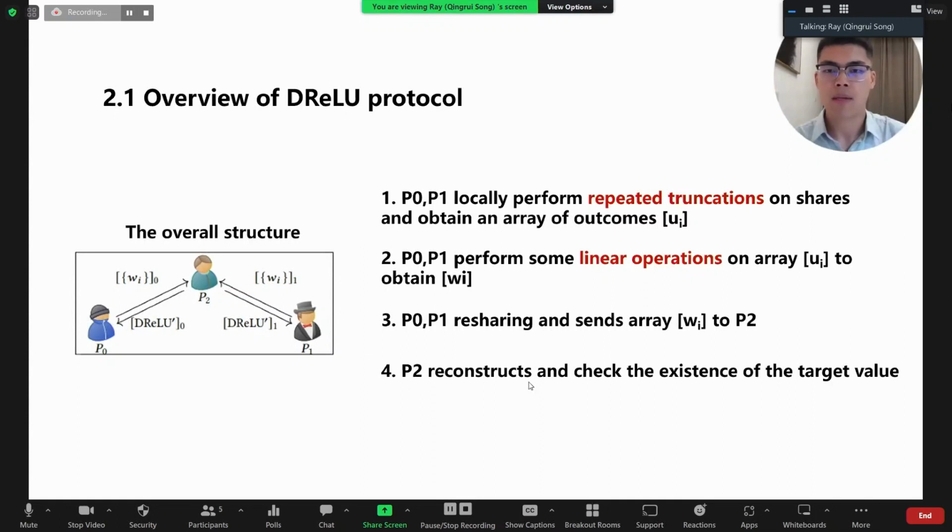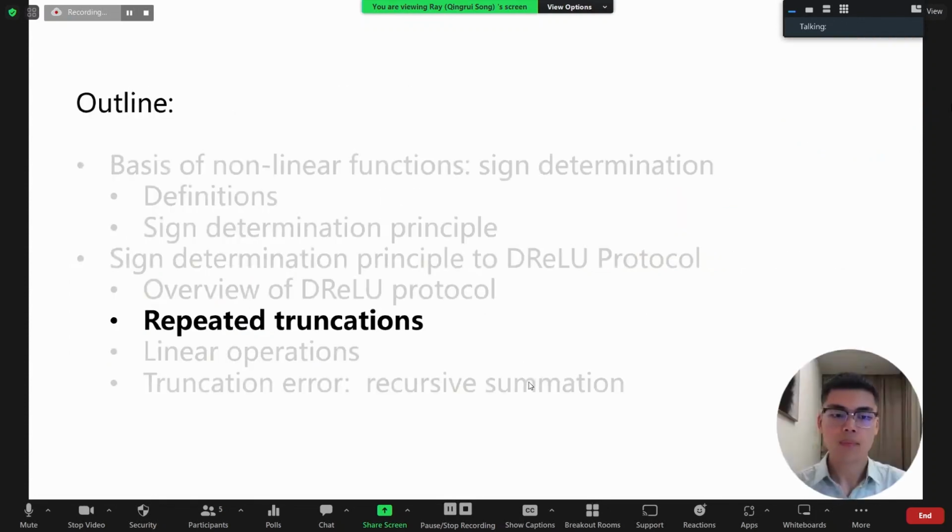Now you may have questions about why repeated truncations are performed in step 1, what specifically the operations involved in step 2 are, and why these choices were made. In the following slides, we will gradually delve into each step and explain the motivations behind our design. So, firstly, the necessity of repeated truncations.